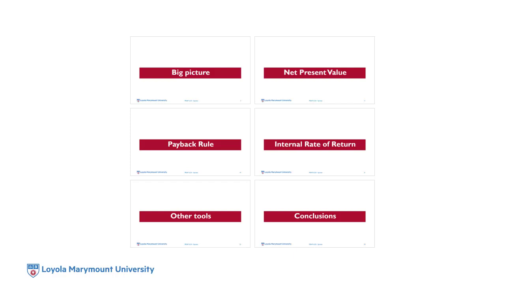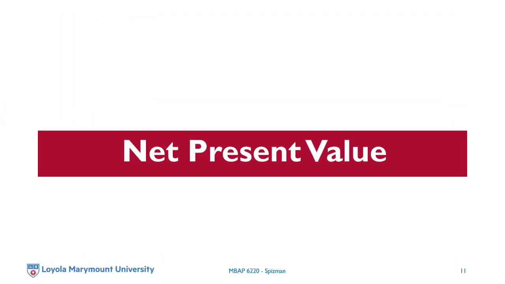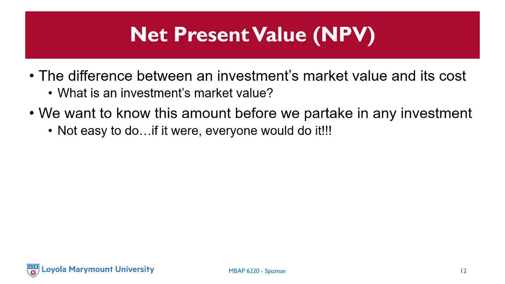So the first tool we're going to focus on is net present value. And perhaps this is the most important of all the tools that we're going to learn about. So net present value, in simple terms, is the difference between an investment's market value and its cost.